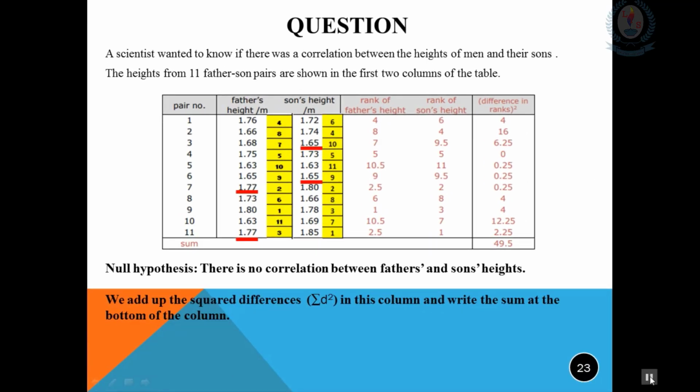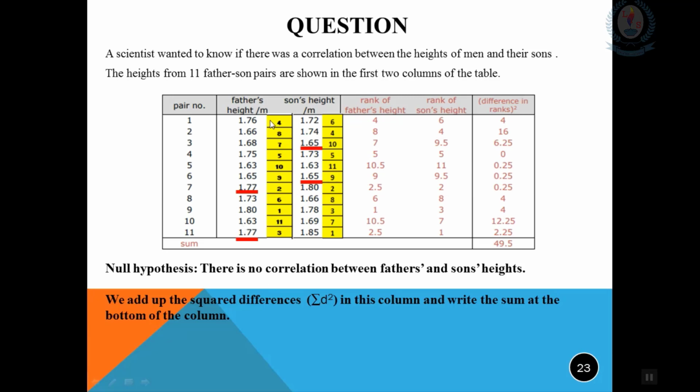Now we'll move on to a question. Here, a scientist wanted to know if there was a correlation between the heights of men and their sons. The heights from 11 father-son pairs are shown in the first two columns here. In this question they have given you the heights of the fathers as well as the heights of the sons. First step, we have to state a null hypothesis: there is no correlation between fathers' and sons' height.